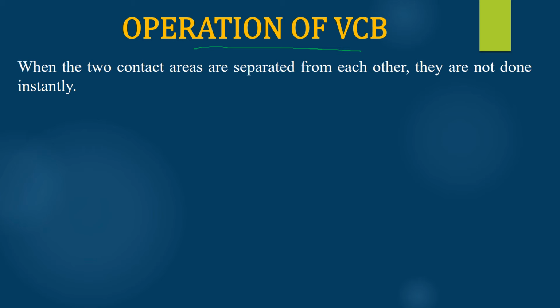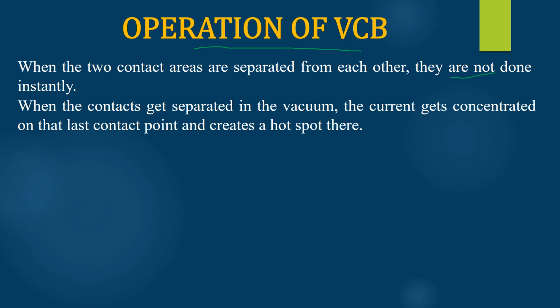But in case of vacuum circuit breaker, the two contacts when a fault occurs are separated from each other, but these two contacts are not separated instantly. They are separated gradually. Thus, when the two contacts get separated in the vacuum medium, the current gets concentrated on the last contact point between them, and thus it creates a hotspot there.